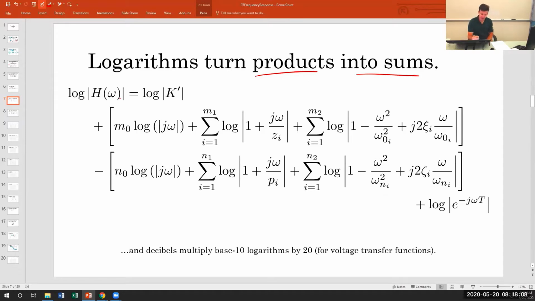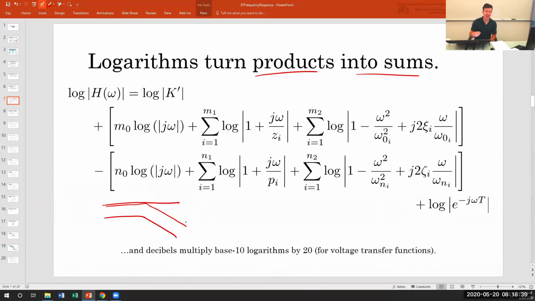So now the log magnitude of the frequency response is the log magnitude of the constant plus the log magnitudes of the things on top minus the log magnitudes of the things on bottom plus the log magnitude of the delay term. So we're going to look at each of these in turn and see how we can plot them. Because once I know how to plot, say, this, and I also have this kind of term, now I can add these no problem, right?